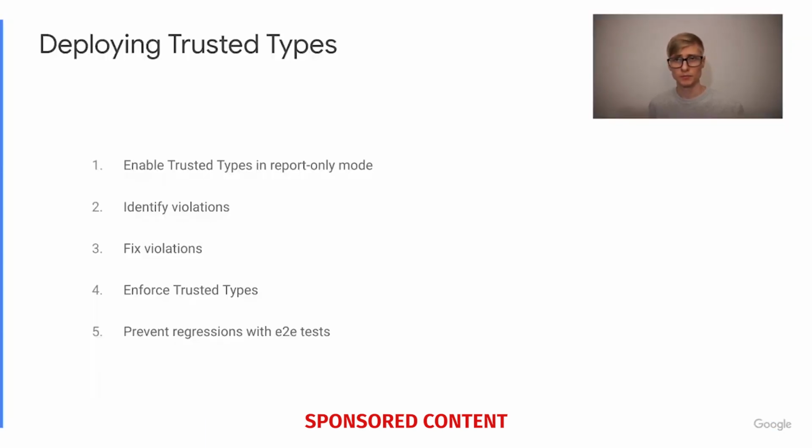Wrapping up, these are the steps you need in order to deploy trusted types. You start by enabling trusted types in report-only mode. You look for trusted types violations, either locally by navigating around your application, or by looking at CSP reports from users. You fix these violations by refactoring code to use safe DOM APIs, using trusted types policies as a last resort. When you're confident you've fixed all trusted types violations, drop the report-only mode and start enforcing trusted types. Finally, you can rely on end-to-end tests and continuous integration to prevent any new violations.